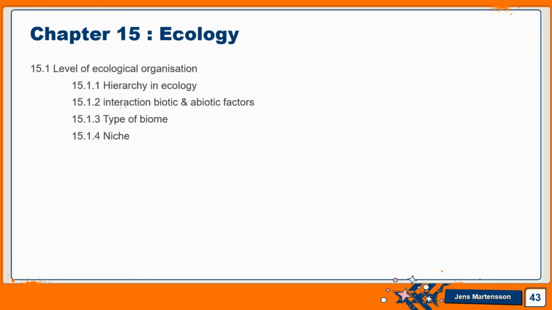The second one is the interaction of biotic and abiotic factors. This one you have actually already learned in SPM. You have to know what biotic and abiotic factors are. The third one is types of biomes. A biome is one of the levels in ecology, the second largest level in ecology, and there are a total of, I think, 8 types.